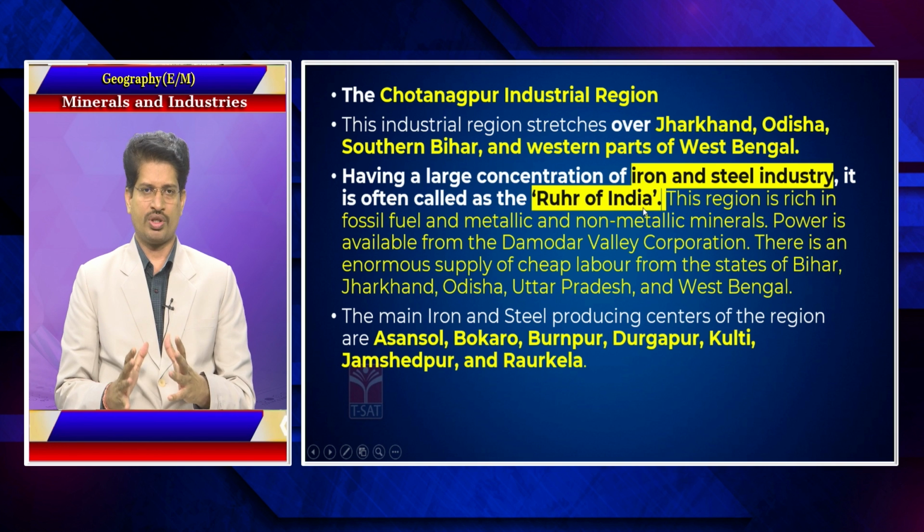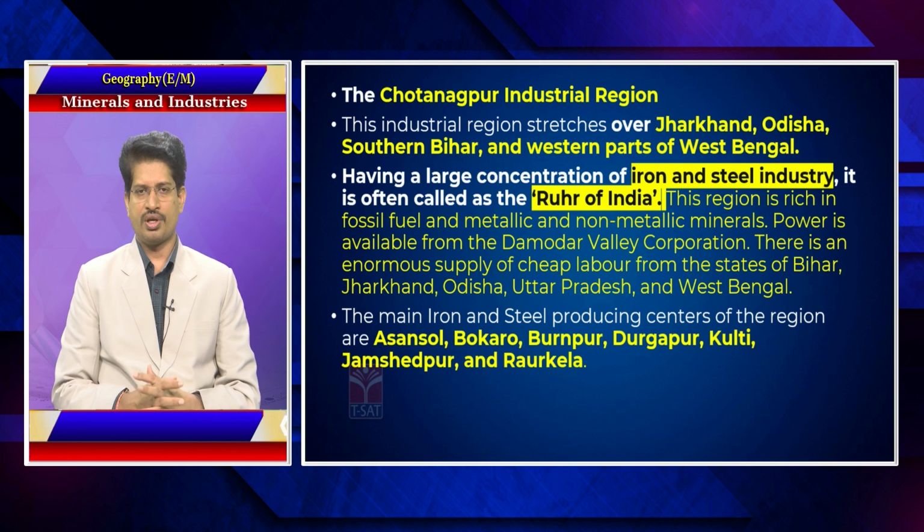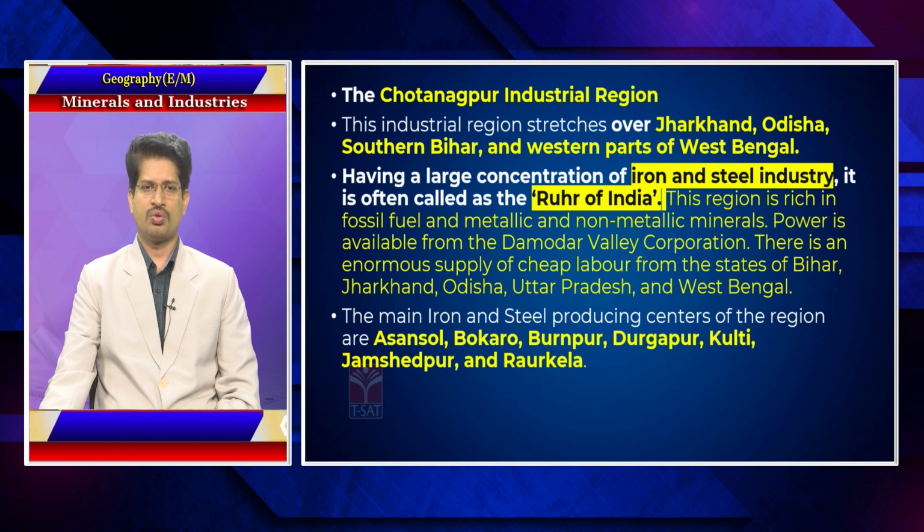You may get an objective bit. The Ruhr of India region has a secondary name, the Chota-Nagpur region. The reason behind it is that the Ruhr is a place in Germany which is an industrial region. So, because it has developed on the basis of the model of the Ruhr of Germany, we call this the Ruhr of India, extending into these different regions. The main iron ore and steel producing centers of this region are Asansol, Bokaro, Durgapur, Kulti, Jamshedpur and Rourkela.